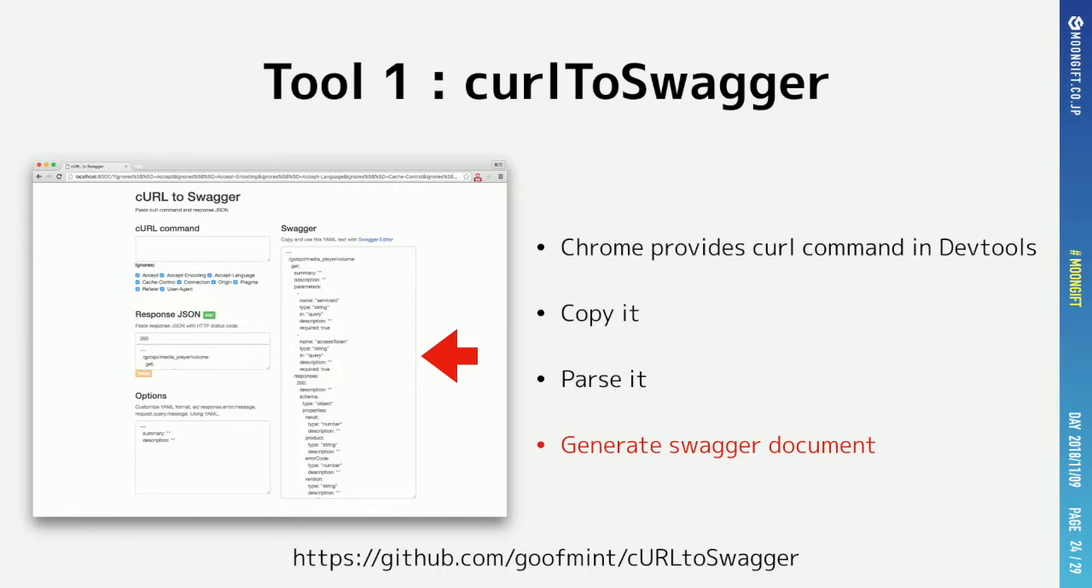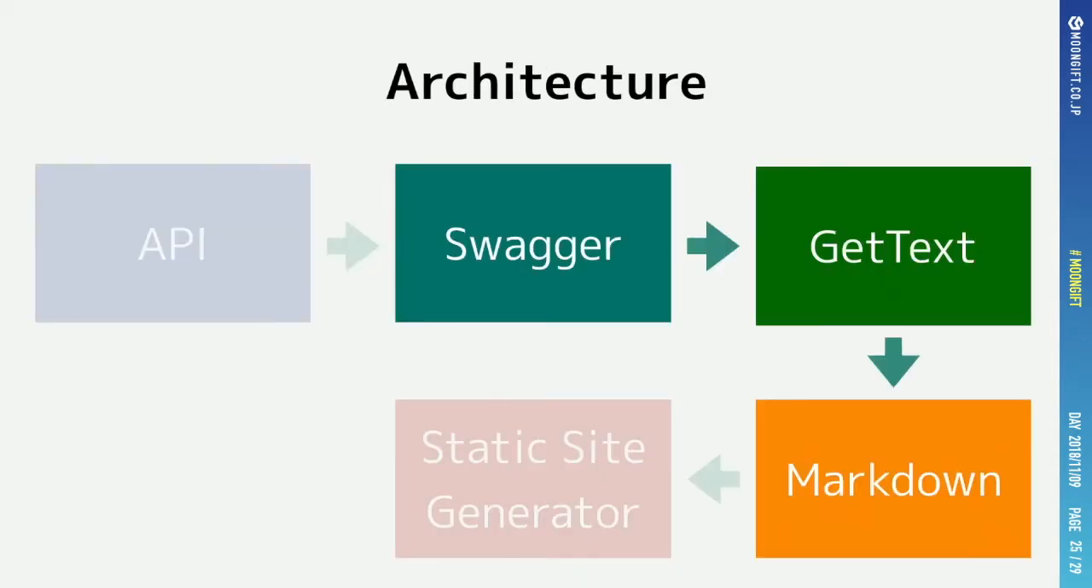This tool parses curl commands, using a parsing library for getting domains, paths, parameters, HTTP methods, and other HTTP headers. And it also parses response JSON for constructing the Swagger response. With this tool, I can generate Swagger YAML from real APIs very smoothly. And the next step is generating Markdown documents with gettext from Swagger YAML.